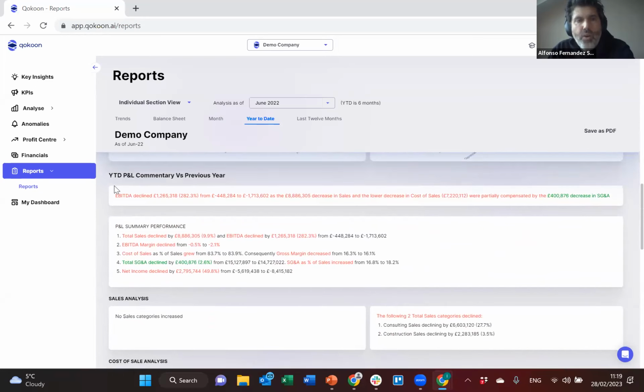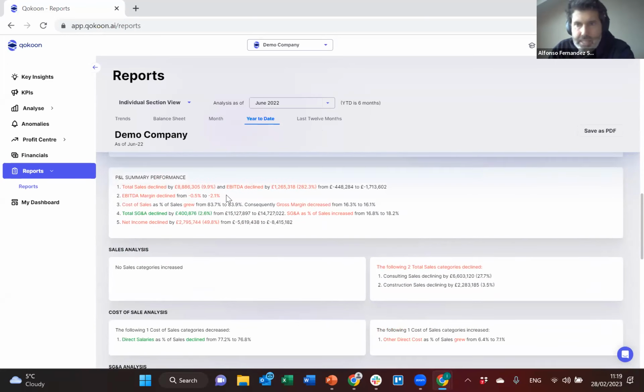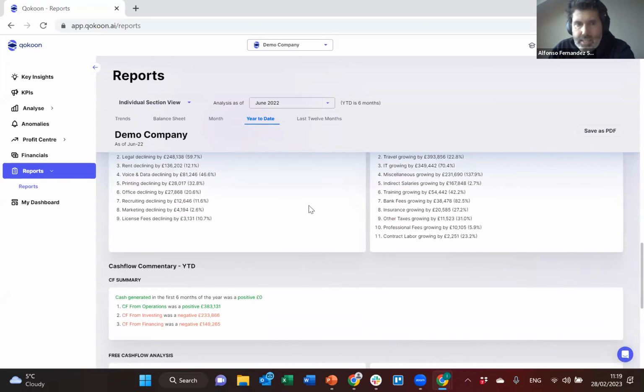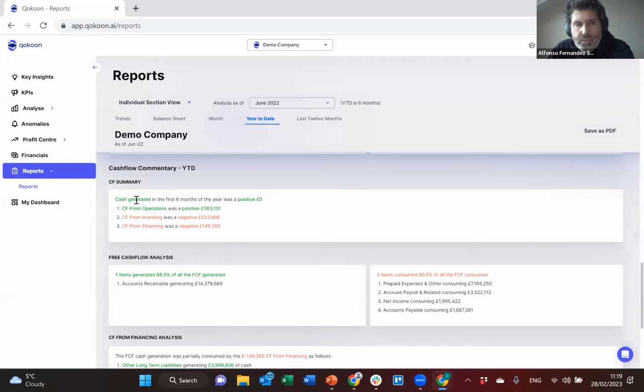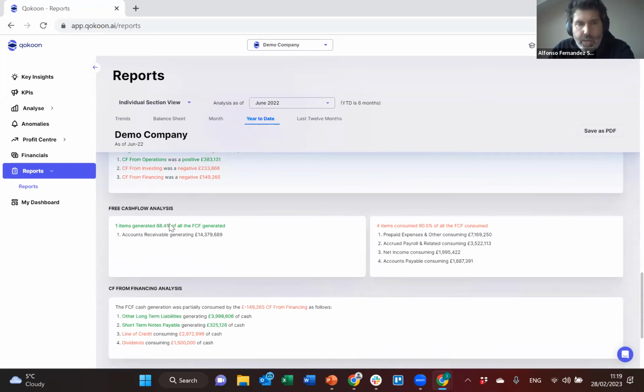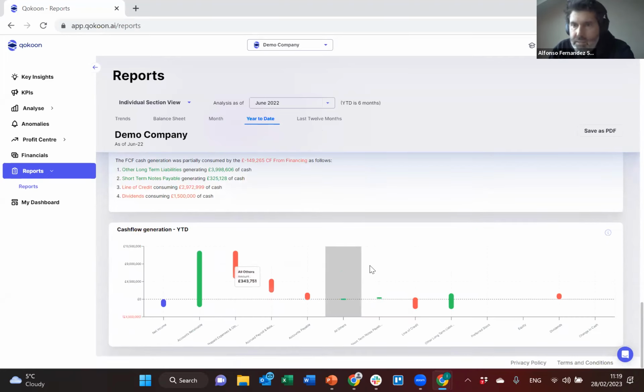Very importantly, whether it's month, year to date, or last 12 months, we provide you the written P&L commentary, telling you the summary here, what's increased, what decreased, etc. And then we also provide you the cash flow commentary: cash flow from financing and operations, the major cash generators, the major items that have consumed cash, and then we show it visually as well.